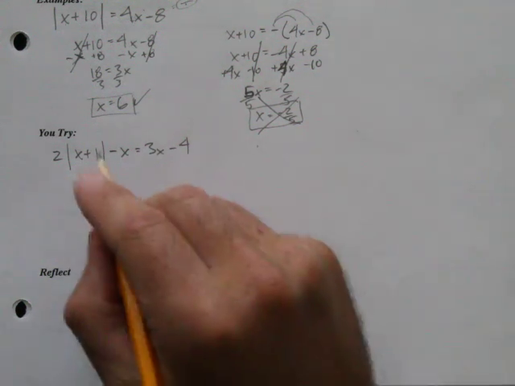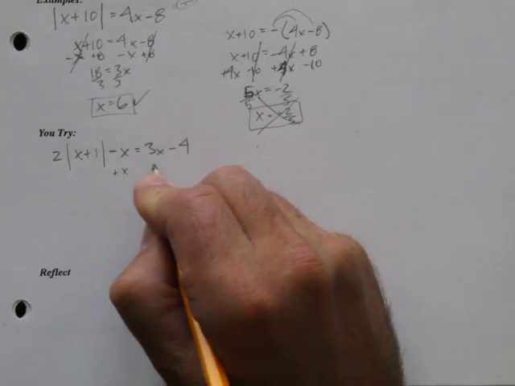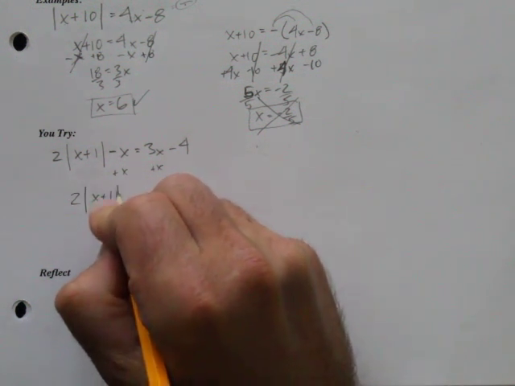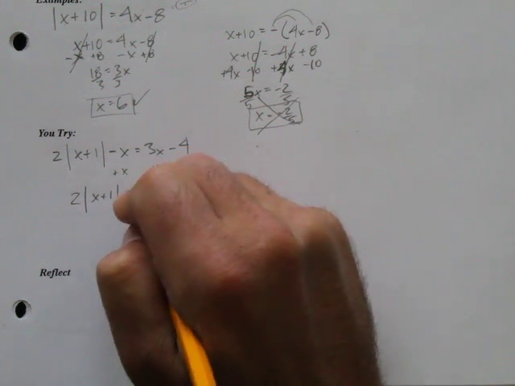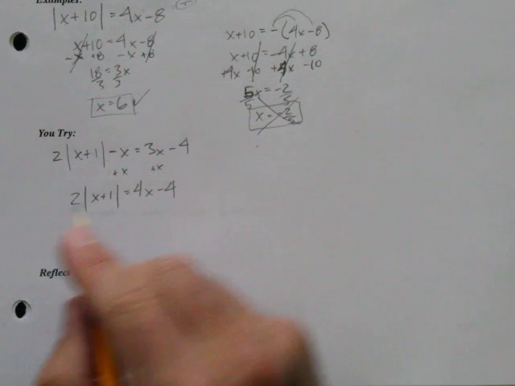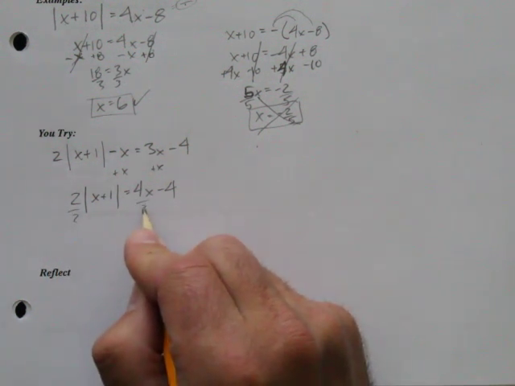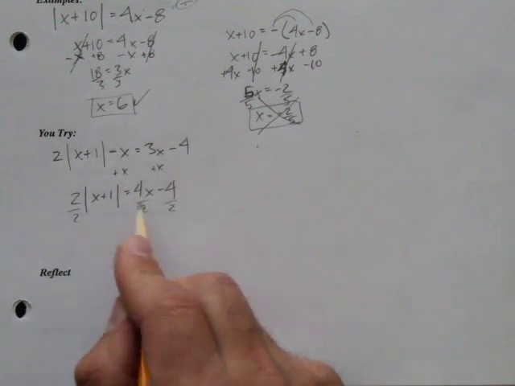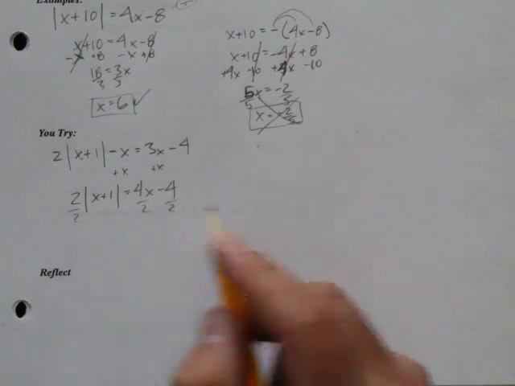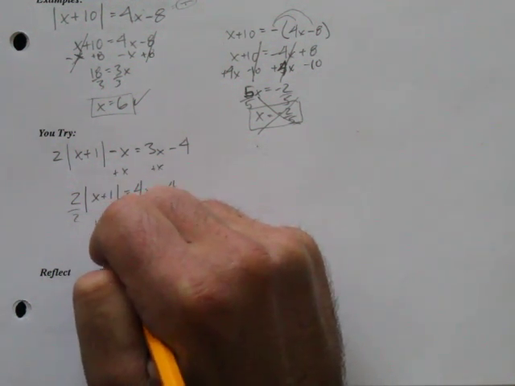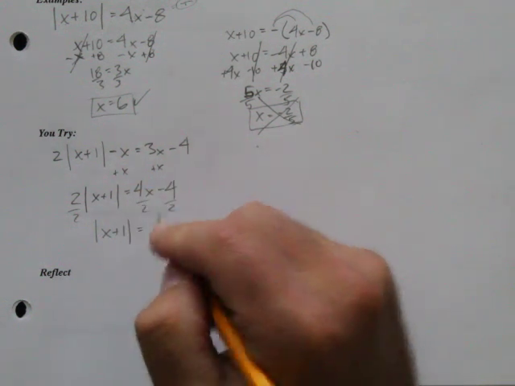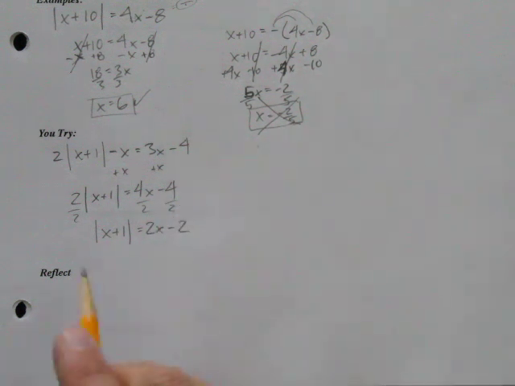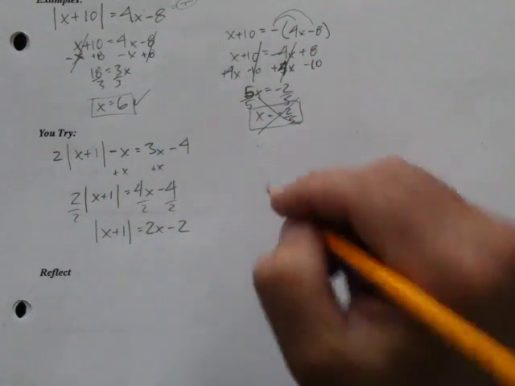All right, welcome back. So first we're going to add x to both sides. So I've got 2 times the absolute value of x plus 1 equals 3x plus 1x is 4x minus 4. Now I've got to get this 2 out of here, so I'm going to divide everything by 2. So this side gets divided by 2 right here. This side gets divided by 2 by distributing that 1/2 to both of these. So absolute value of x plus 1 equals 4 divided by 2, which is 2, x, and then negative 4 divided by 2, which is negative 2. Now I'm ready to set up my 2 equations.